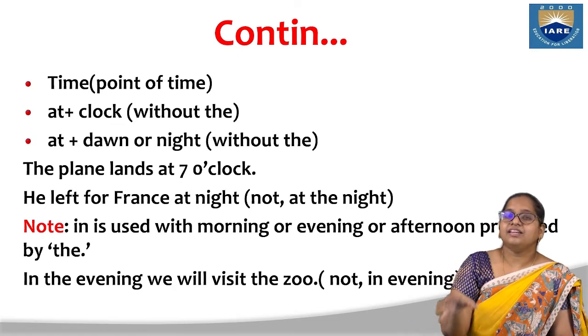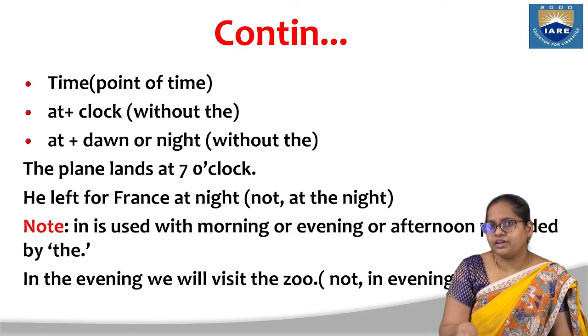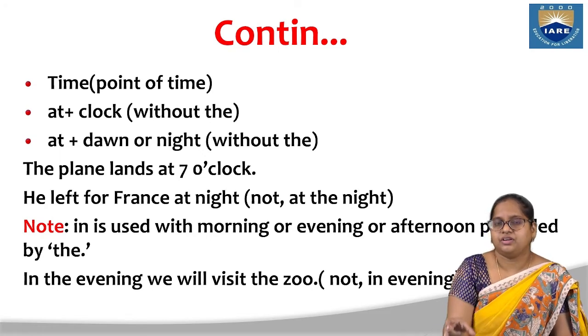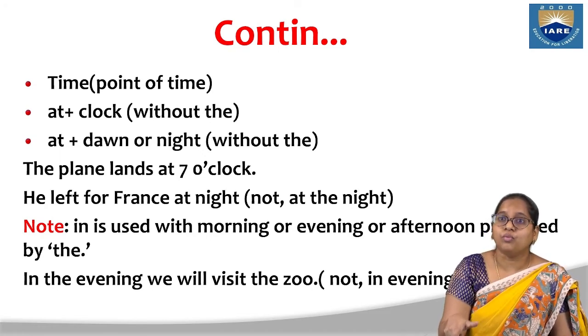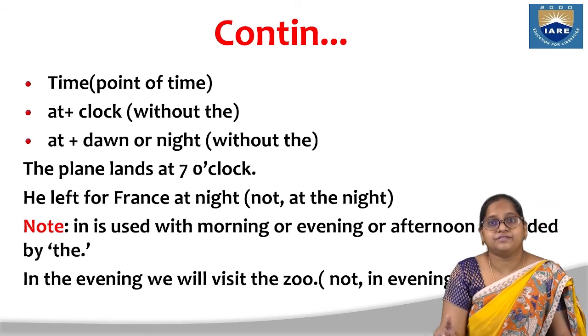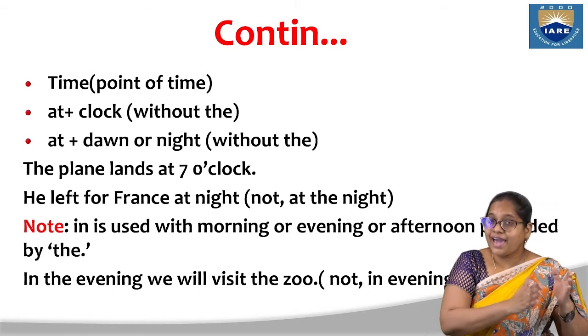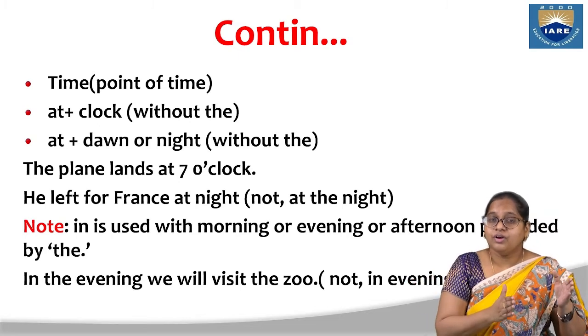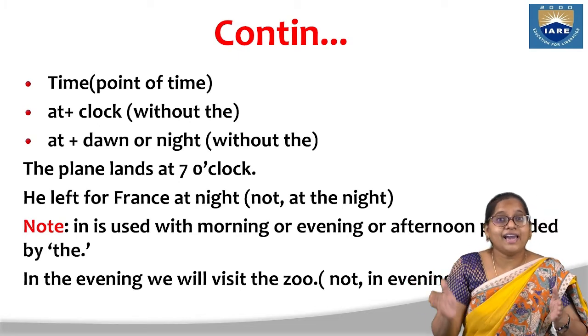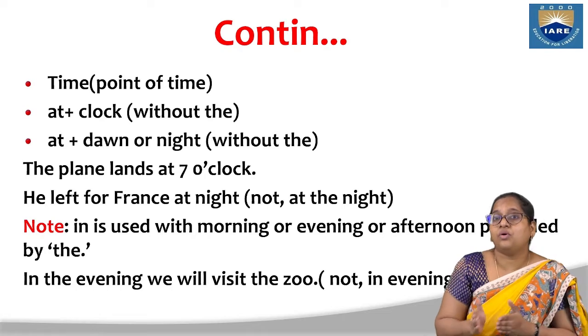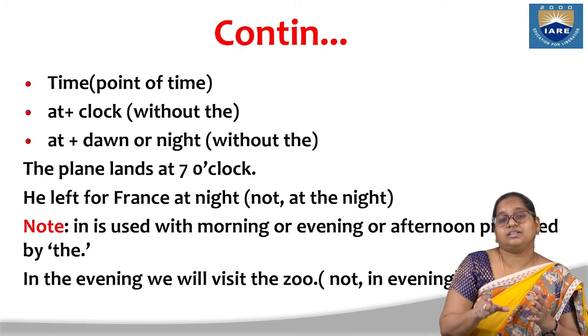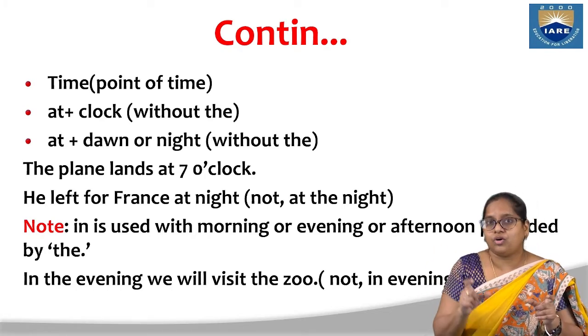Next. Till now we talked about at, and now there is an exception. In is used with morning, evening or afternoon preceded by the. We saw at with a point of time. And now we can use in: not at morning, but in the morning. The definite article is used here: in the morning.